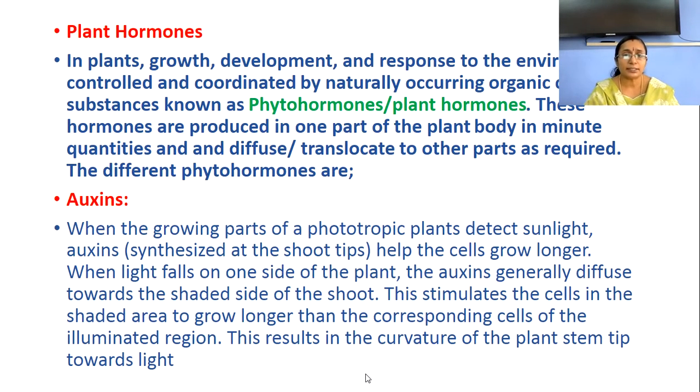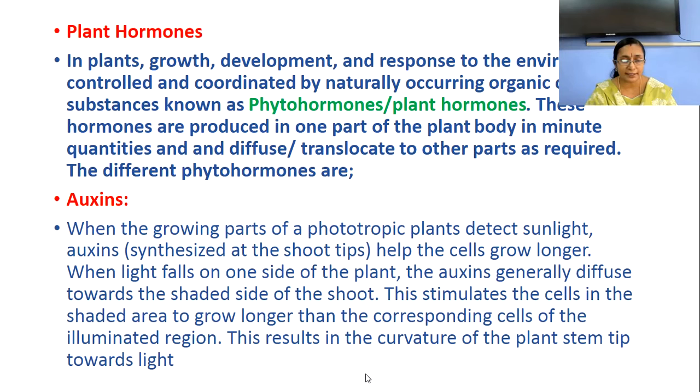See, auxins help cells grow longer. So suppose a seedling is there and light falls on one part of the shoot. What happens is that these auxins will diffuse away from that lighted area towards the shaded area. Where the shaded area is there, the quantity of auxin is more, and you know that auxins make cells longer. So unequal growth happens. The side of the shoot away from light grows longer, whereas the side that is facing light does not grow longer. This causes bending.